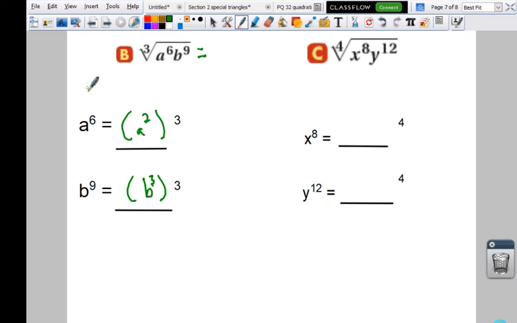I'm not going to skip steps. You can if you want to. Alright, so I'm going to replace a to the 6th with a squared in parentheses to the third, b to the 9th with b cubed in parentheses to the third. This is weird at first, but it's not too bad. Once you get used to it, it gets pretty quick. So a squared, b cubed, right?